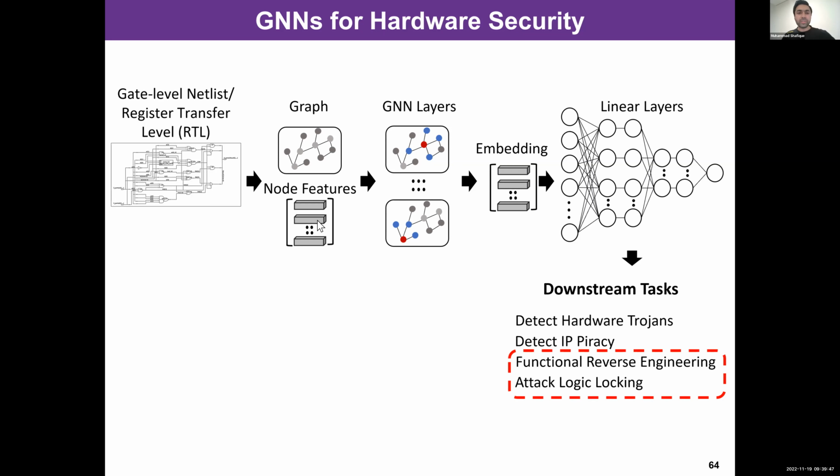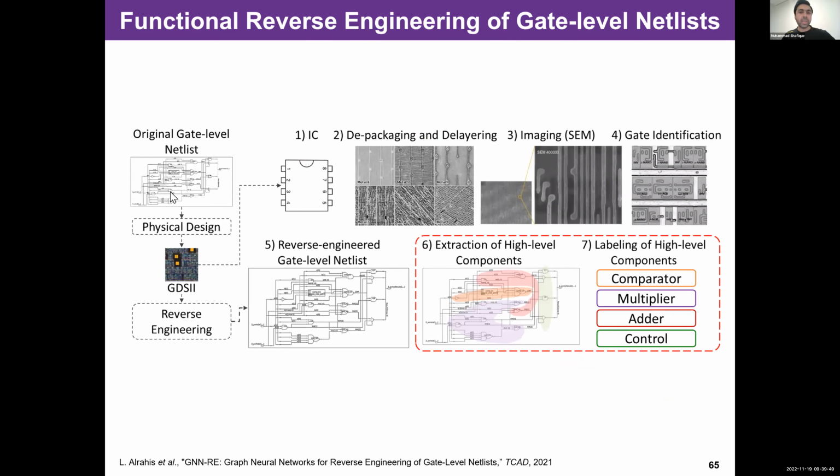Let me go into the reverse engineering attacks. The general theory about reverse engineering is that we can take and unpackage the IC and then step by step do the delayering under the electron microscope, do some imaging, and do the gate identification. Once the gate identification is done, we try to build a netlist and identify those blocks inside the netlist. For example, this can be a comparator, this can be a multiplier, this can be an adder.